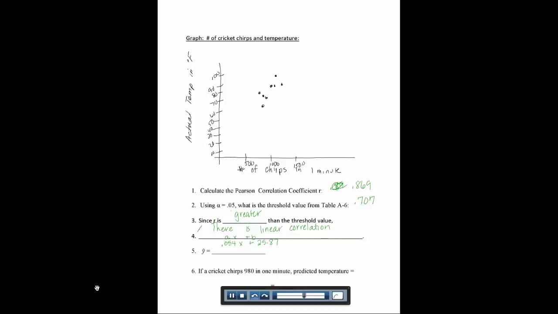So it says if a cricket chirps 980 times in 1 minute, predict the temperature. So Y hat is going to be our predicted temperature, and we're going to put 980 in for X. So we'll have 0.054 times 980 plus 25.87. And if you work that out, we get that our predicted temperature is 78.79 degrees.